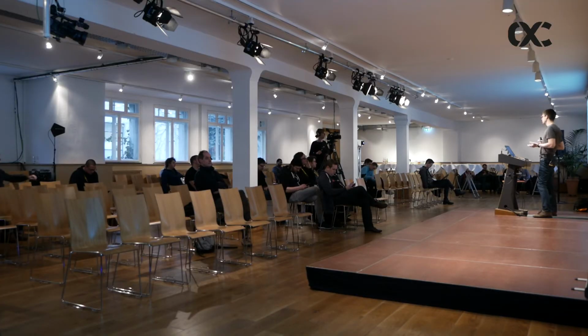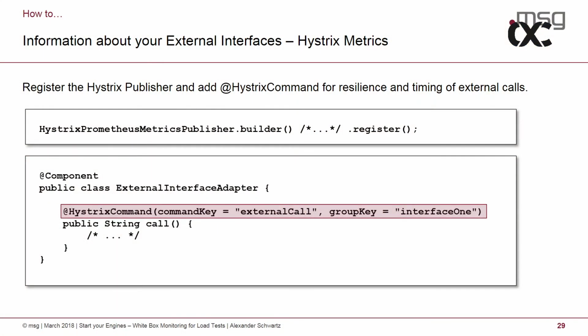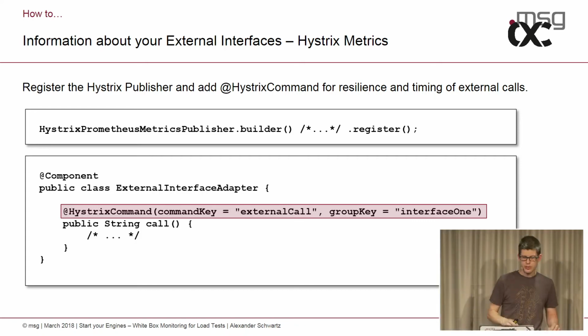But internally, to do all that magic that Hystrix does, it collects a lot of information. It collects how often a call to an external service was successful, how often it failed, and also the response times. All this information is there, and you just need to export it to Prometheus as well. How to do that? You add a Hystrix Prometheus metrics publisher and register that with the Prometheus simple client, and then it transfers all the metrics. And then you go along with your standard annotations, Hystrix commands in your Spring applications, and you have this information as well.